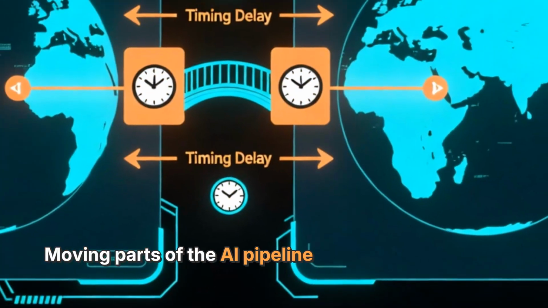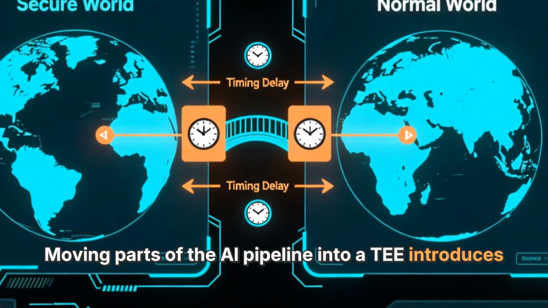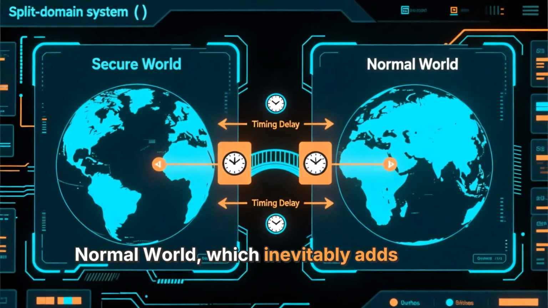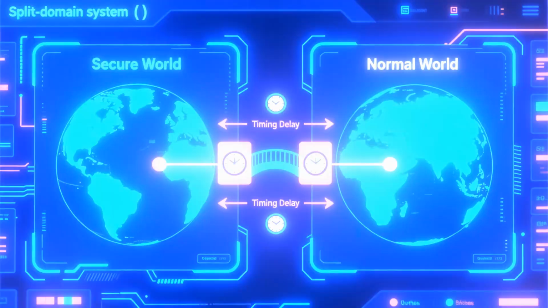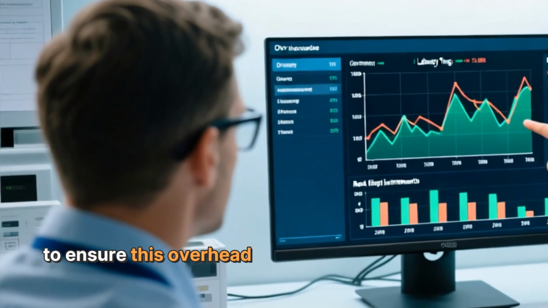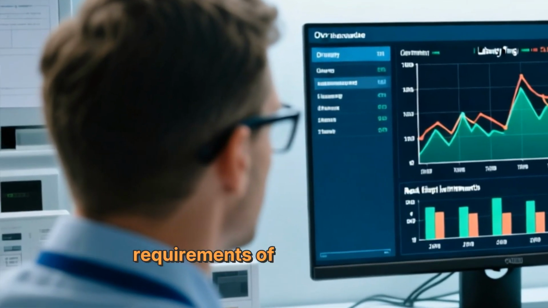Moving parts of the AI pipeline into a TEE introduces context switching between the secure world and the normal world, which inevitably adds latency. Engineers must conduct a rigorous feasibility study to ensure this overhead does not break the real-time requirements of the application.